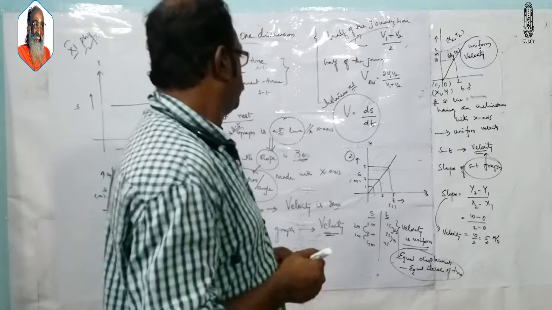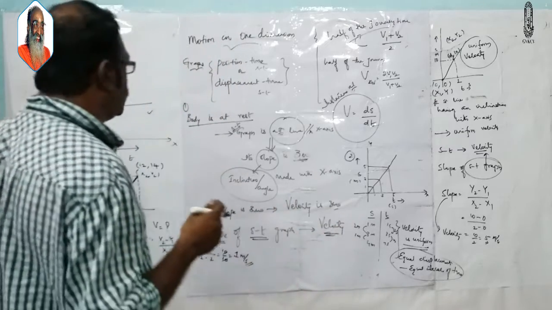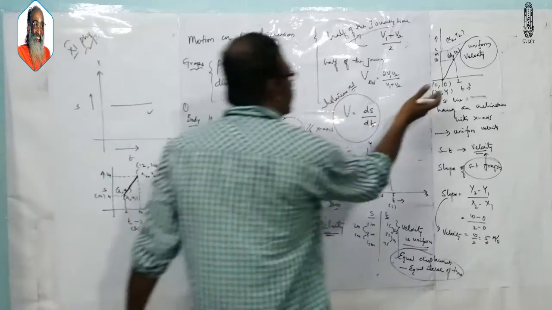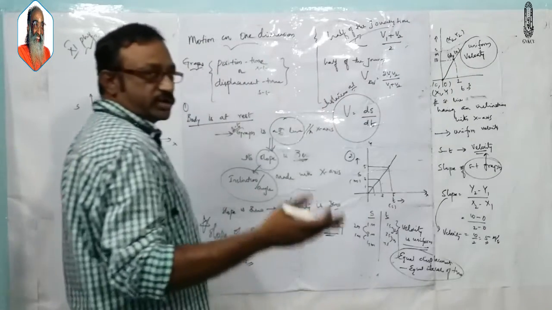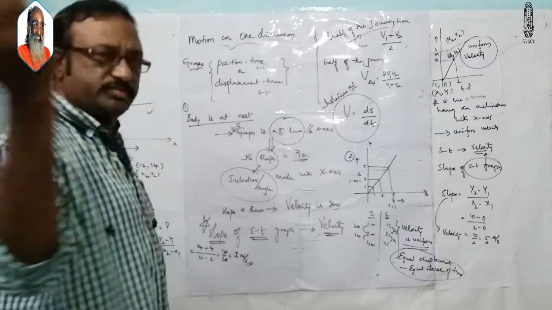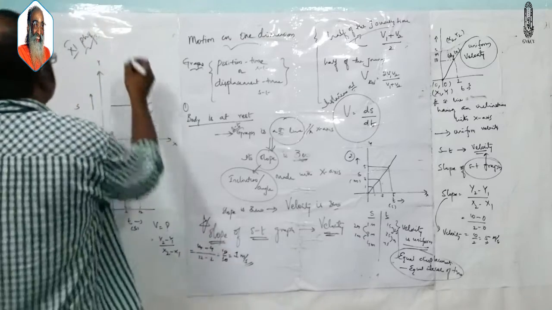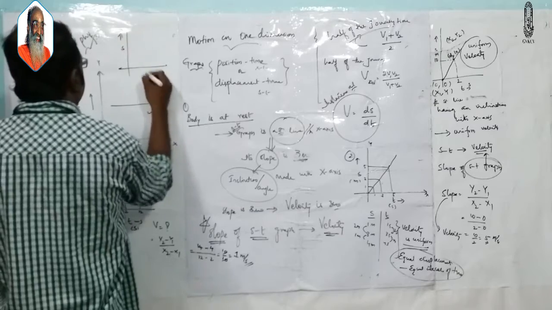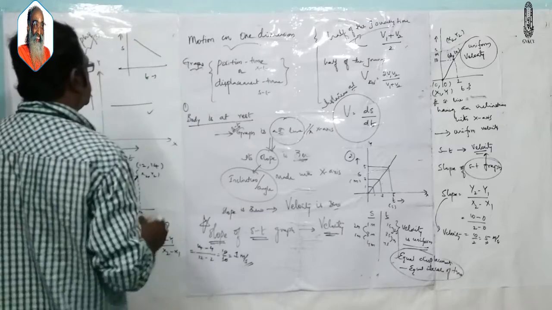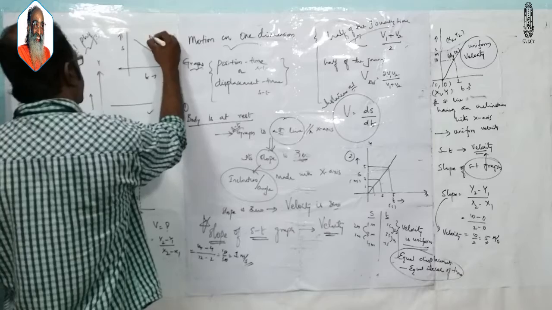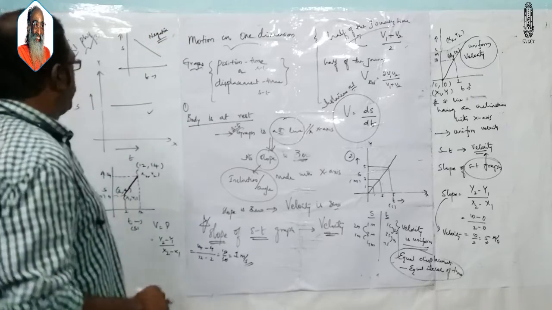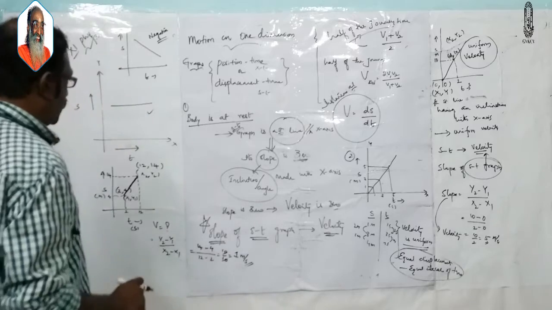Okay, now from this graph we understood that the graph has a positive inclination, so the body is moving with positive velocity. Suppose in the displacement time graph here, the graph is like this. It is also uniform velocity, but the velocity is negative. Okay, so this is one type of graph, and we'll go with one more example here.